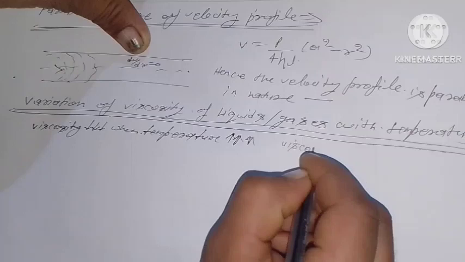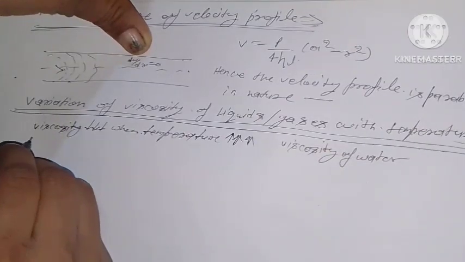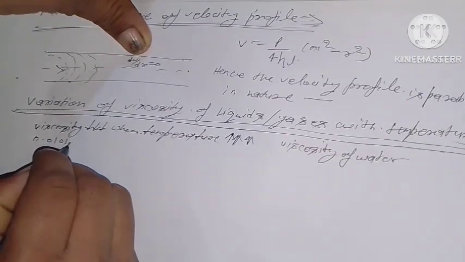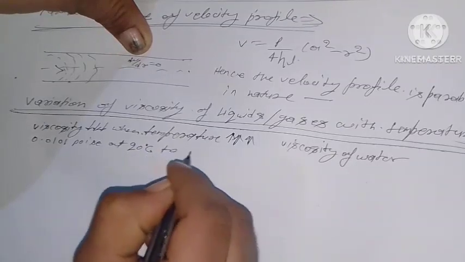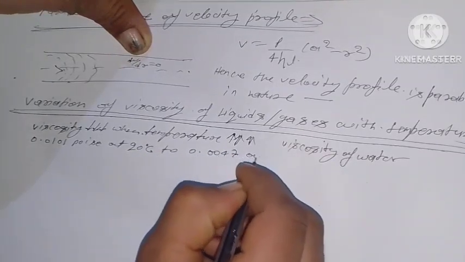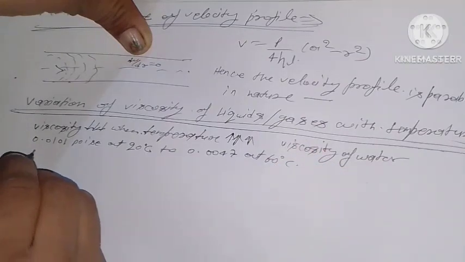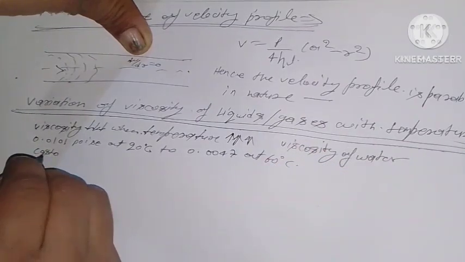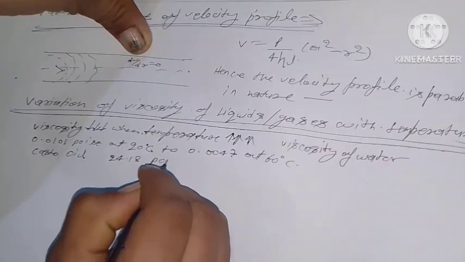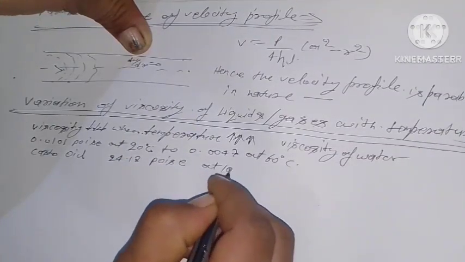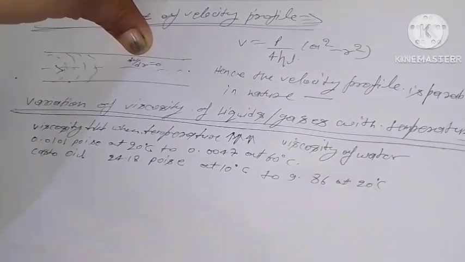Okay, the viscosity of water decreases from 0.0101 poise at 20 degrees Celsius to 0.0047 at 60 degrees Celsius, and that of castor oil from 24.18 poise at 10 degrees Celsius to 9.86 at 20 degrees Celsius.